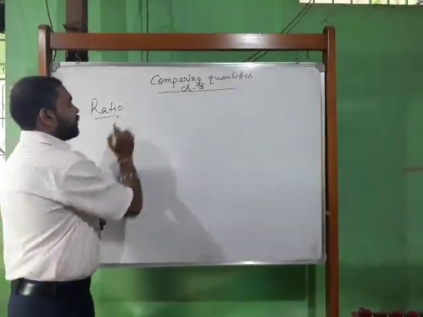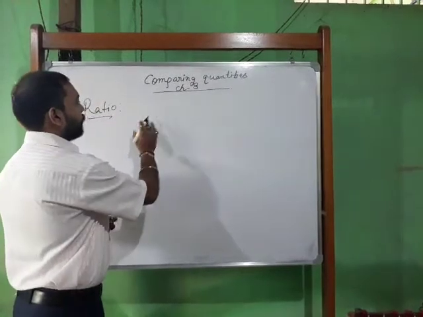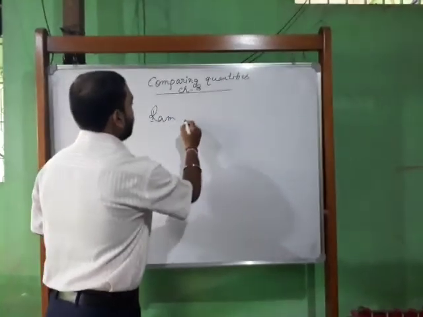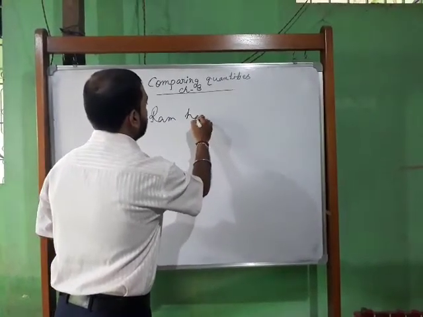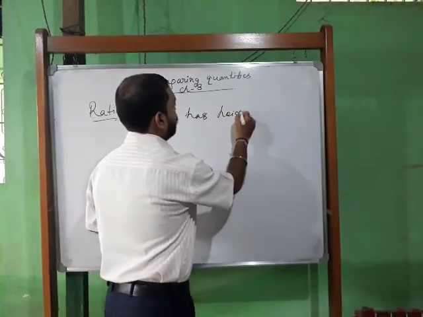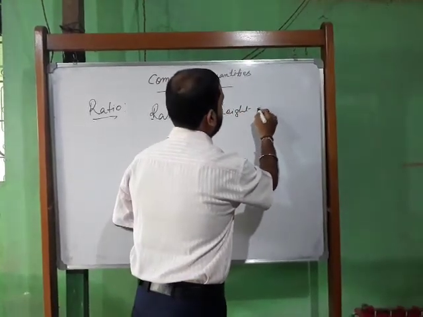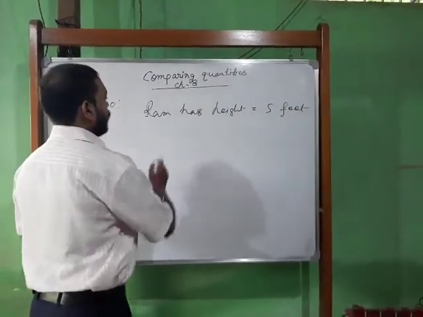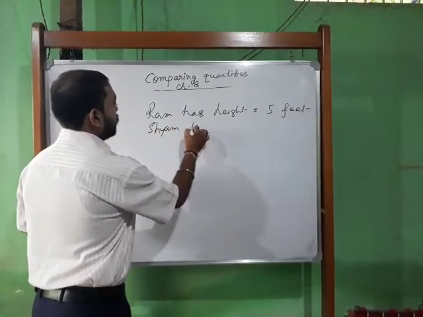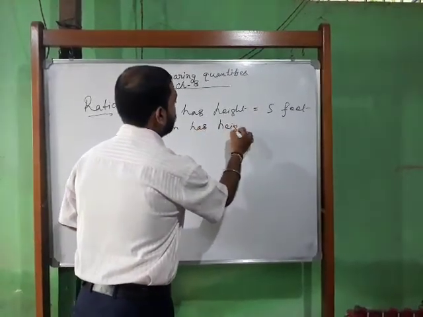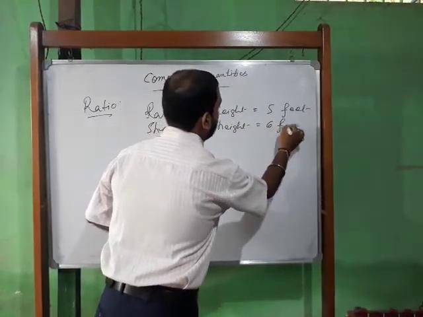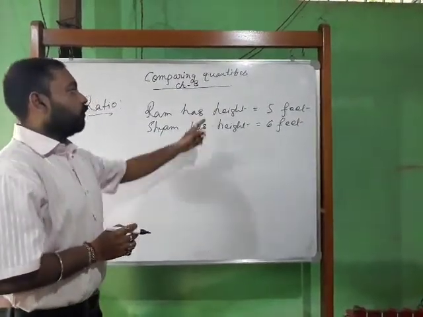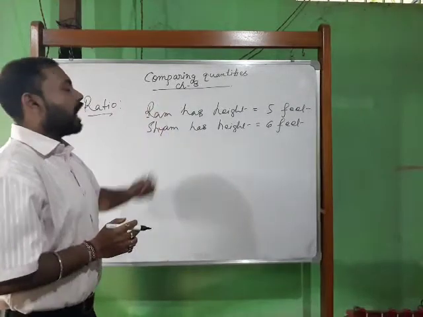So let us take an example. Suppose Ram is a person. Ram has height 5 feet and Shyam has height 6 feet. So here the two quantities are height. Now we will be comparing the height of Ram and Shyam.